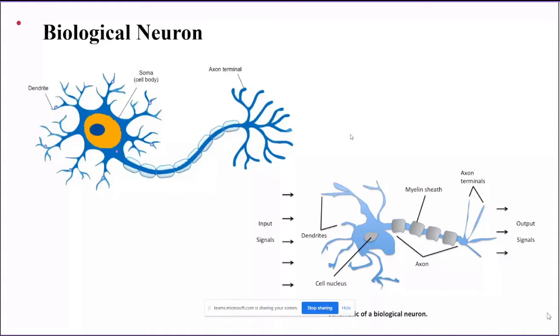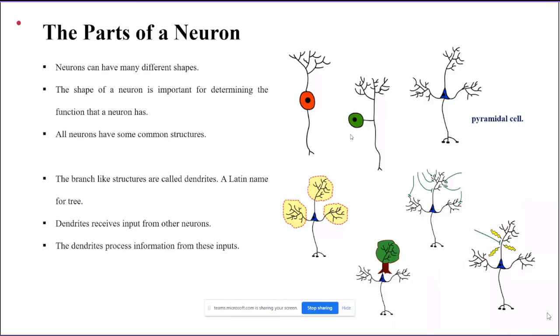So here we have different shapes of neurons. Neurons can have different shapes, and all these shapes are very important because the shape of the neuron will determine the actual functionality of the neuron. Even though the shape is different, the structure of all the neurons will be the same. If you look at this slide, you can see dendrites are nothing but a tree-like structure. The name is from the Latin word for tree.